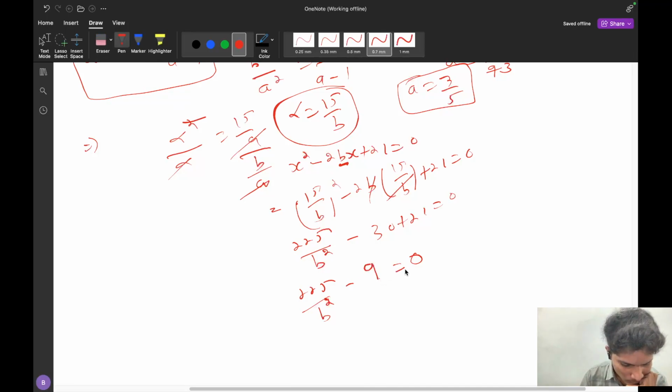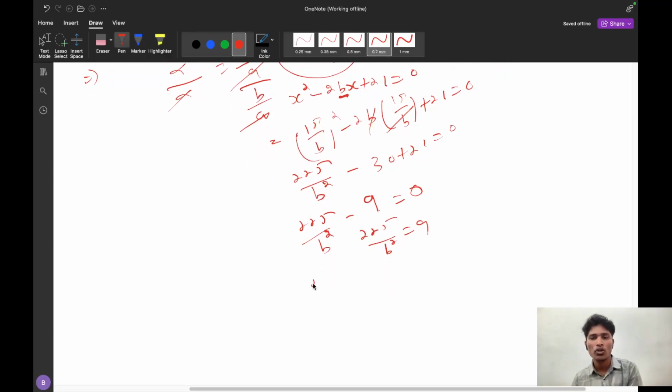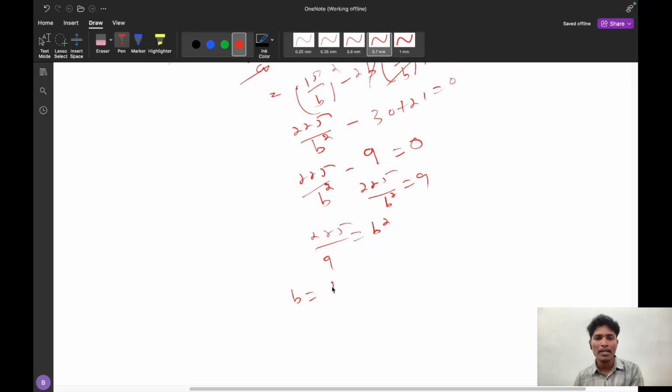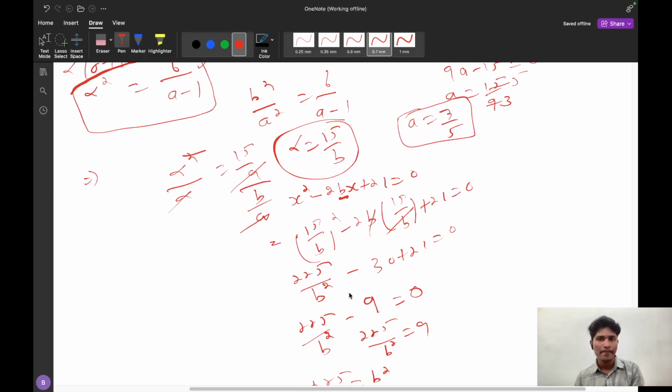Yes, is equal to 0. So 225 divided by b square is equal to 9 here. So 225 divided by 9 is equal to b square. So b is equal to plus or minus 15 divided by 3. This is the thing. So b equal to plus or minus 15 by 3.